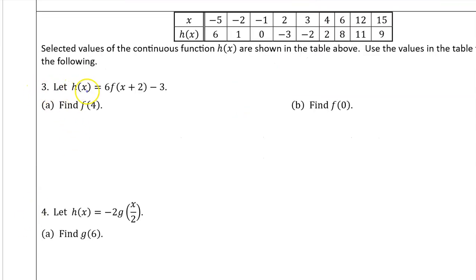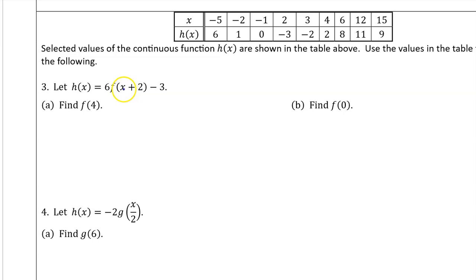For number 3, h of x is equal to 6 times f at x plus 2, minus 3. For part A, we need to find f at 4, but function f is inside of function h. It is not given in a table. This is a table for function h. So we need to pick an x value that will cause f at 4 to show up inside of here.